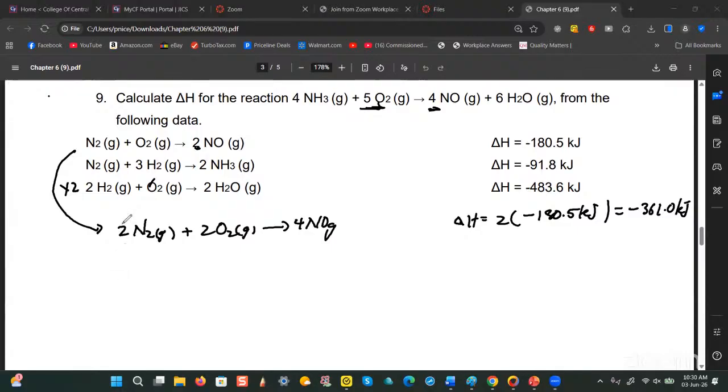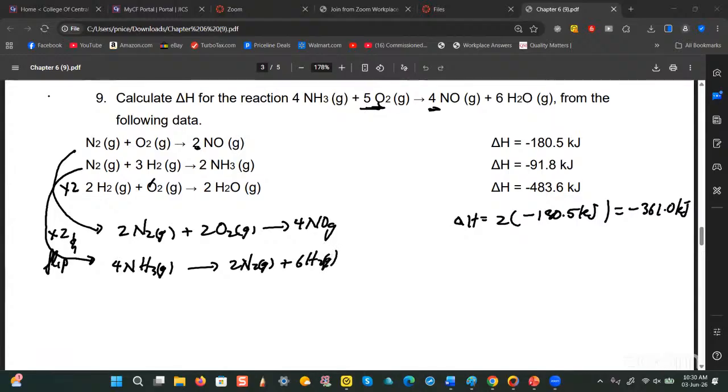Multiply the next one by 2 as well because of the ammonia. Well, also flip it. I was about to say, you have to do 2 things. You have to multiply by 2 and you have to flip it, right? So I'm going to write here, multiply by 2 and flip, right? So when you flip it and multiply by 2, you're going to end up with 4NH3 gas to give 2N2 gas plus 6H2 gas.